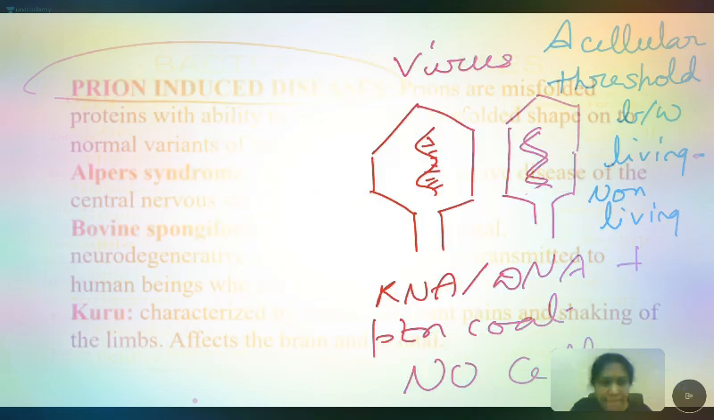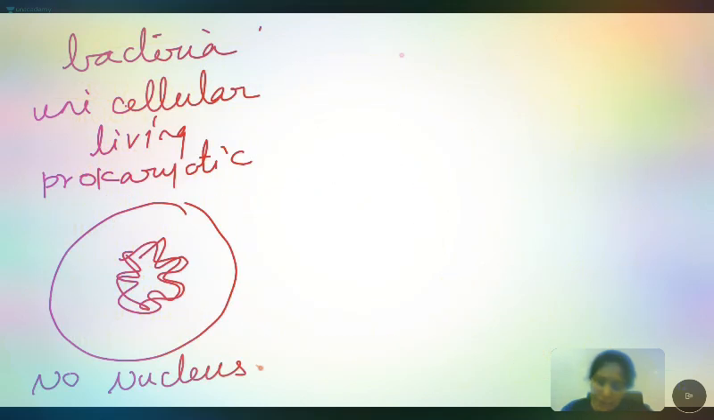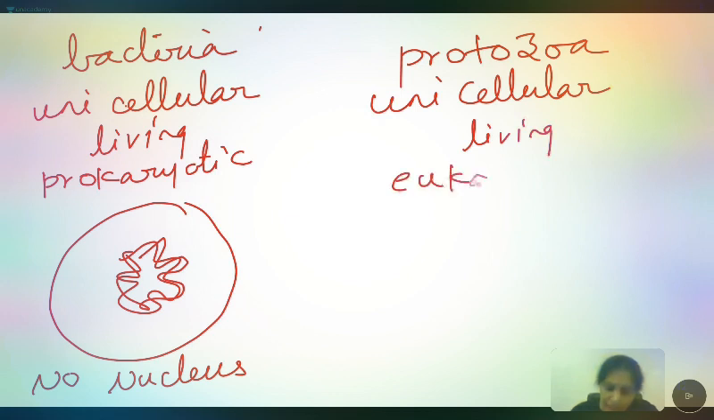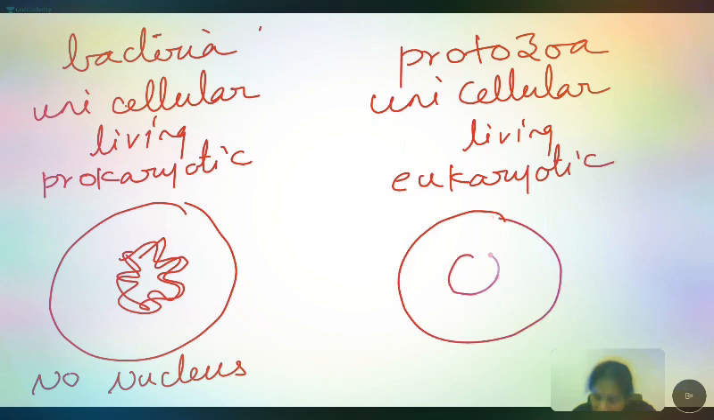Then after that we have protozoa. Protozoa are also unicellular, one cell only, like bacteria. They are also living obviously, but they are eukaryotic. Eukaryotic means there will be a cell and there is a nucleus inside. And inside the nucleus you have chromosomes. Is it clear?